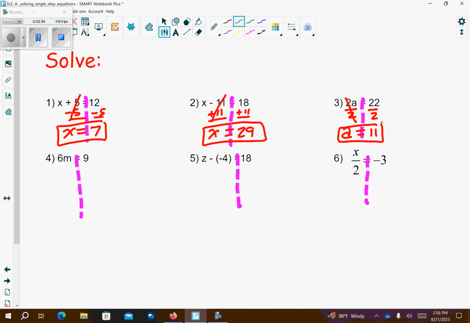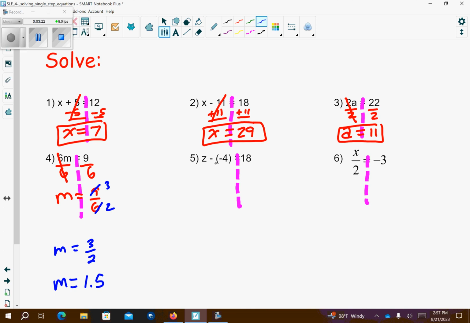It gives you 11. For problem number 4, 6 and m are being held together by multiplication. So I'm going to divide each side by 6, because the opposite of multiplication is division. That's going to give me m equals 9 over 6. This will reduce. 3 goes into the top, 3 goes into the bottom, so you wind up with an answer of 3 over 2. Now, some of you might say, well, can't I just have the answer of 1.5? And the answer is yes.